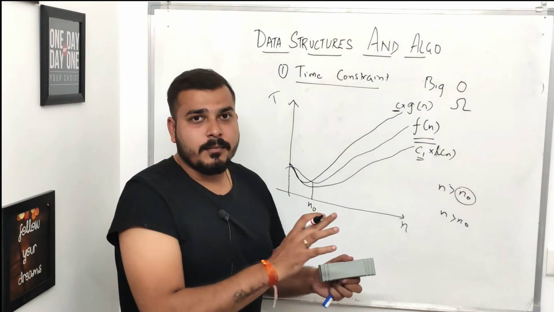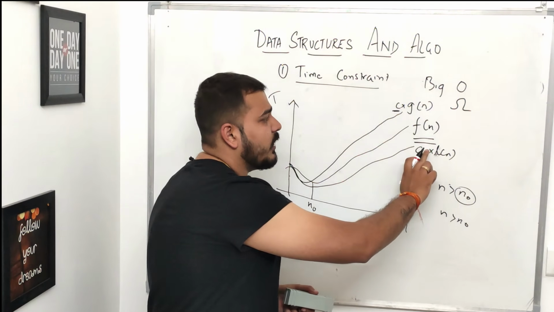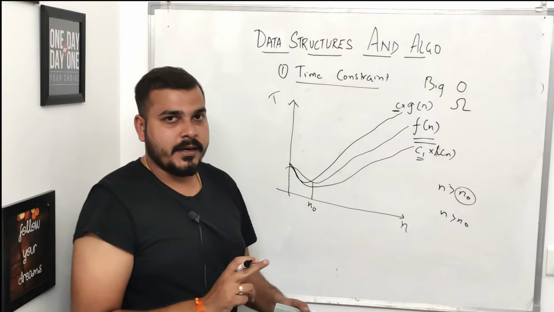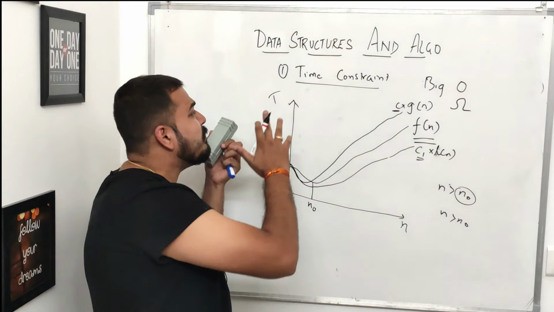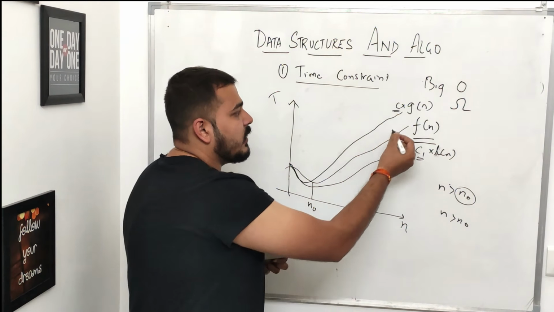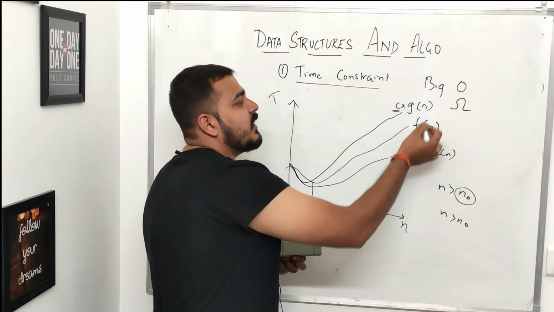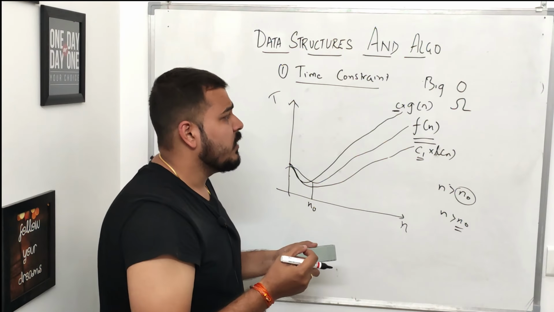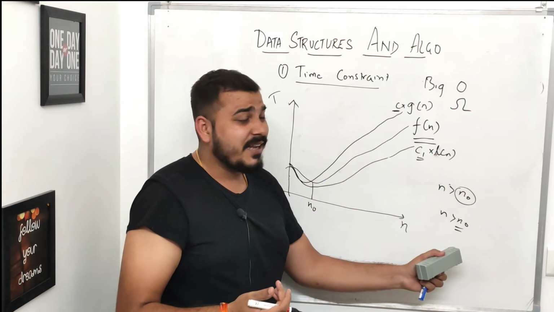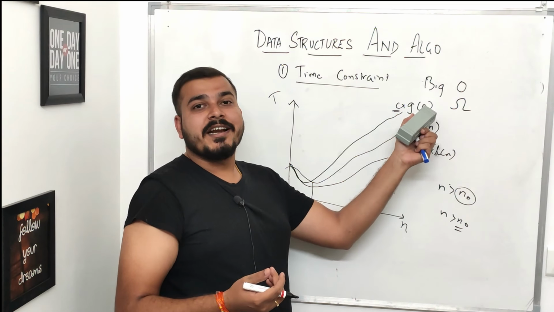We'll go into depth, but just understand this is a function which will always be less than f of n. So this is my best case, this is my worst case. This is a simple definition of time constraint. The time will always be higher whenever it is higher after a value of n0, the number of input values n0. It is going to always be greater than f of n.